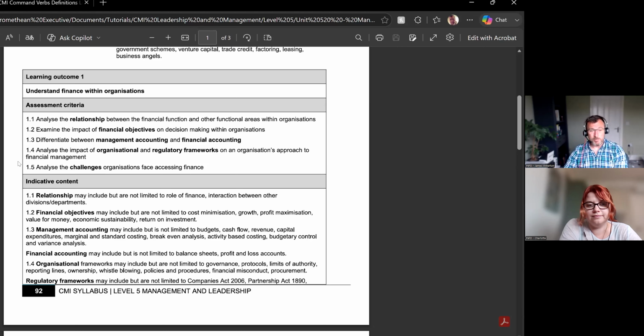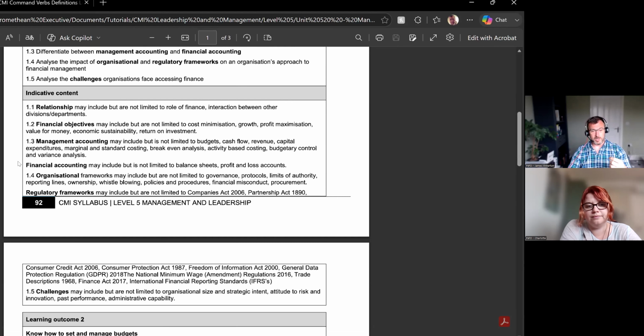1.4, analyze the impact, again, of organizational and regulatory frameworks on an organization's approach to financial management. You've got two different things happening here. One is your protocols and policies, the things your organization chooses to do. That might be your organizational frameworks. And then you've got regulatory frameworks, which could include the Companies Act, very often might do, could be the Consumer Credit Act, it could be GDPR, etc. And there are various different examples of legislation put in the indicative content there.